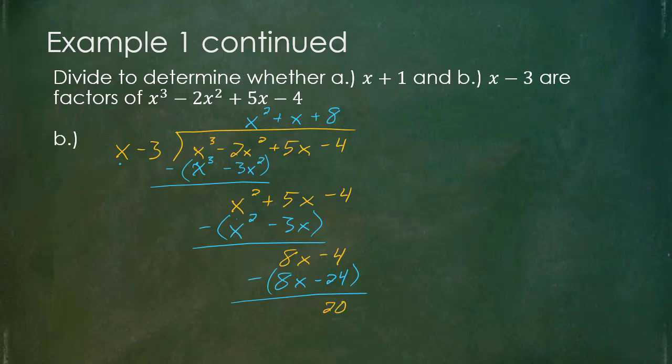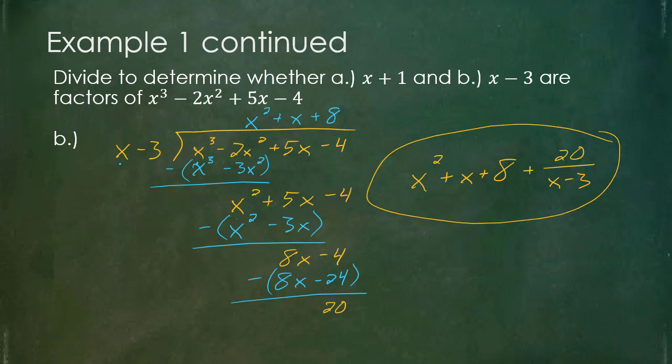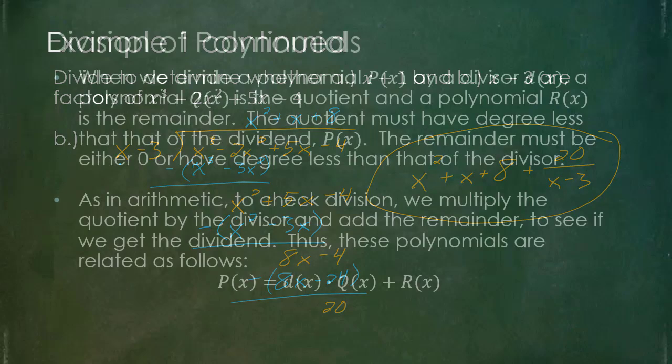So my final result for this one would be x squared plus x plus 8, the quotient that we got, plus the remainder, since it was positive this time, over what I'm dividing by, which is x minus 3. And once again, because this wasn't a 0 at the end, I would be able to now confirm that x minus 3 is not a factor of that particular polynomial.